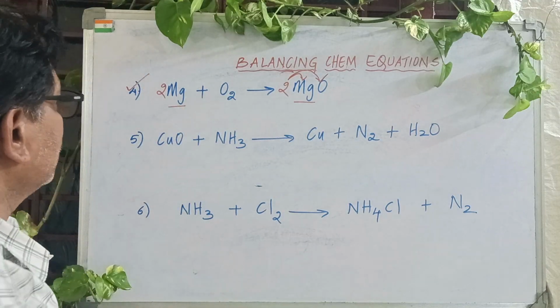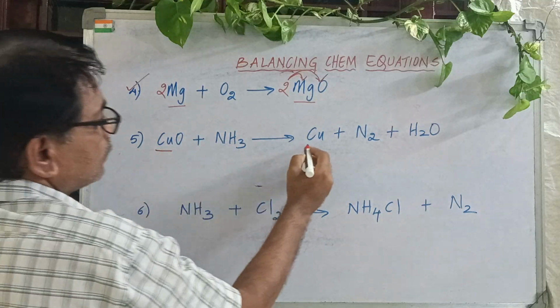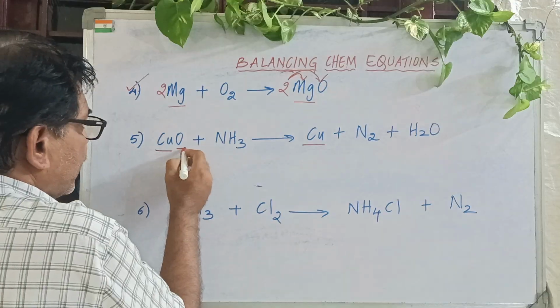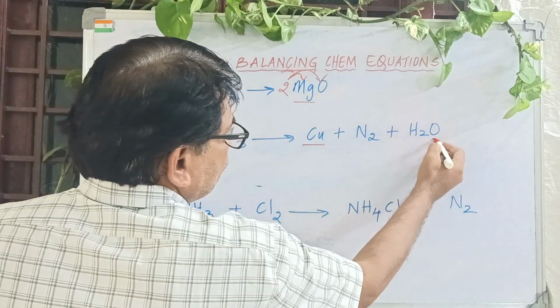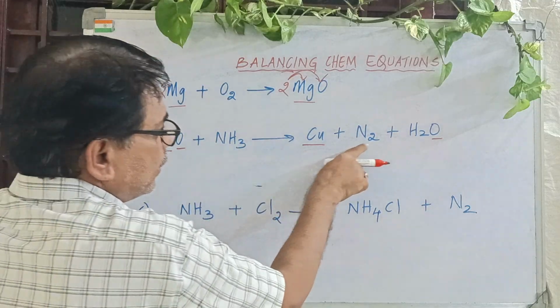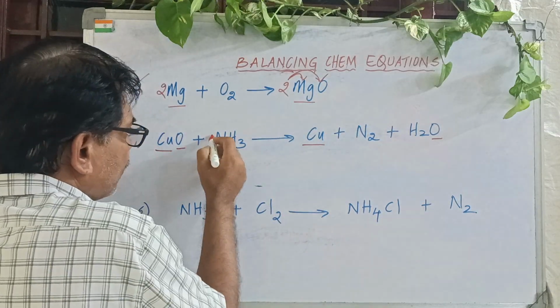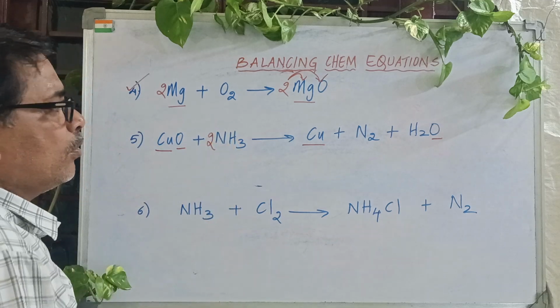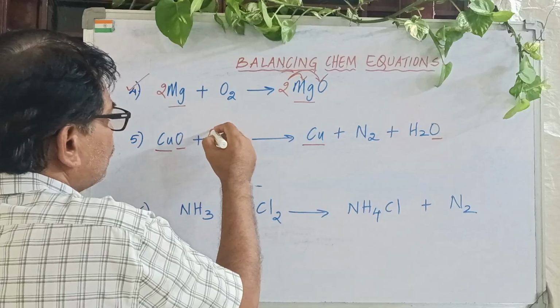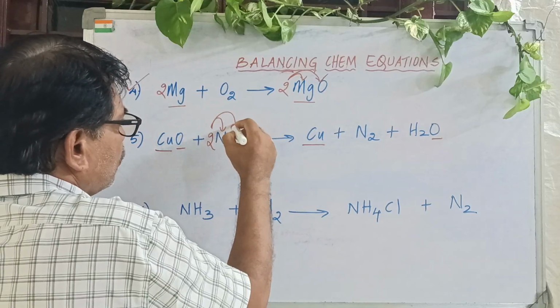Now coming to the fifth one. Okay, let's see the fifth one. Cu is 1, Cu is 1. So no problem with Cu. O is 1, while O is also 1 over here. No problem with O. N is 1, but N is 2 here. Therefore, you have to put number 2 here. I told you, you have to do something in front only, not at the back. So once you put 2 here, this is applicable for both.